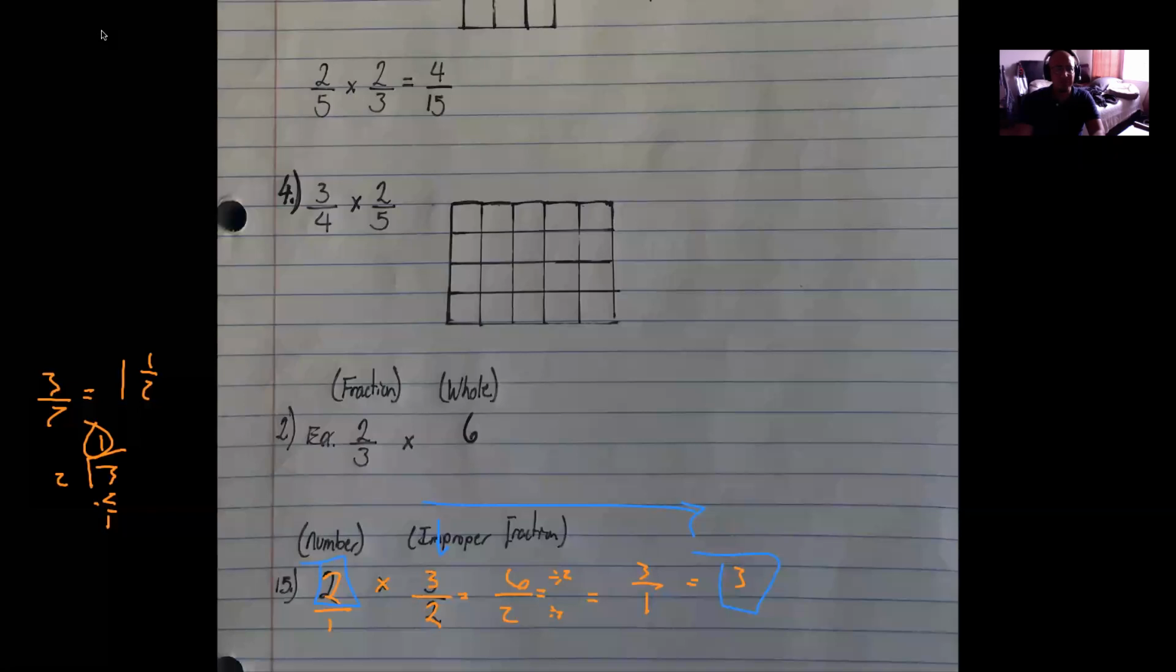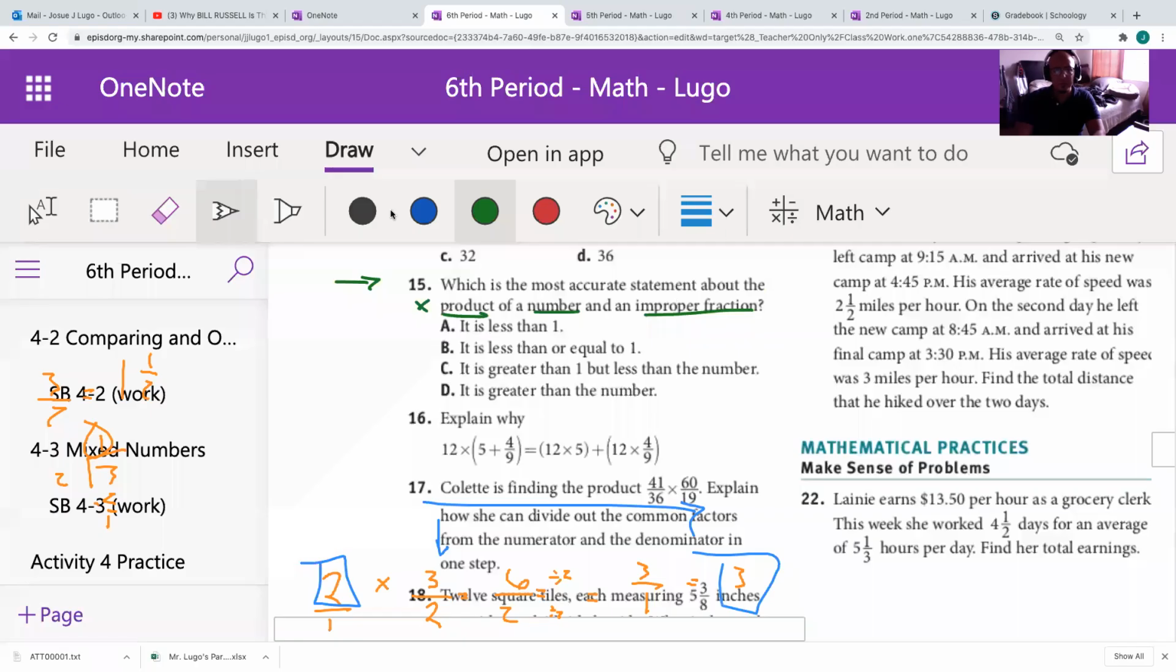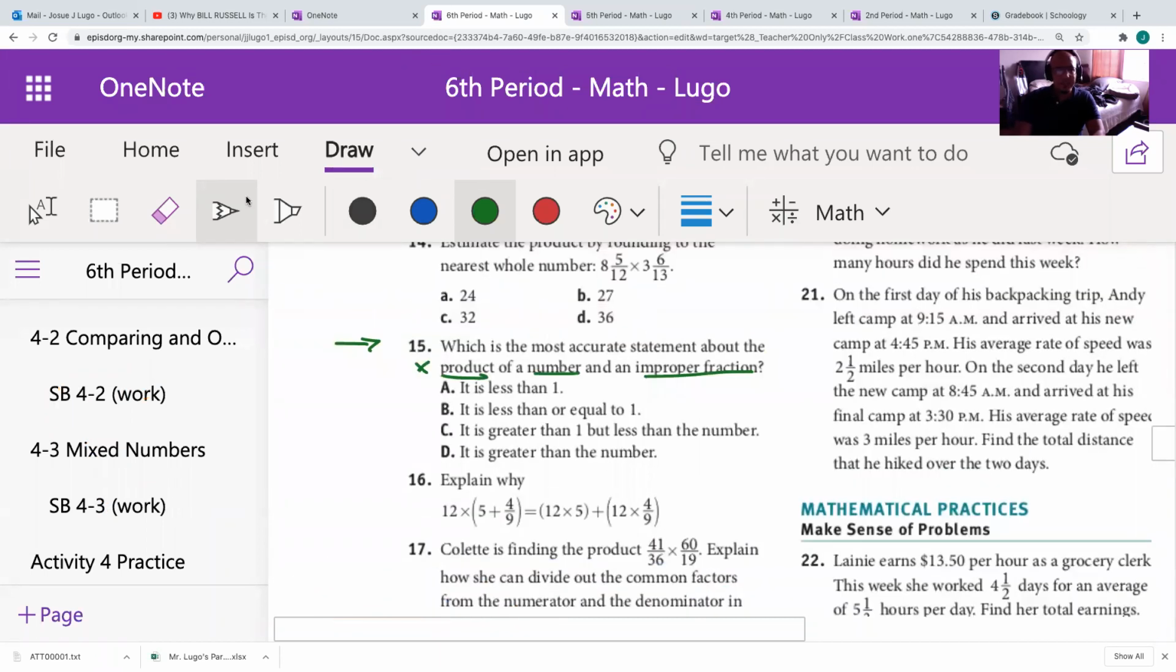So let's look at our answer choices. So again, we started with 2. We multiplied it times an improper fraction, 3/2. So it's bigger than 1. This is a number that is bigger than 1. And it gave me 3. So it got bigger. It grew.